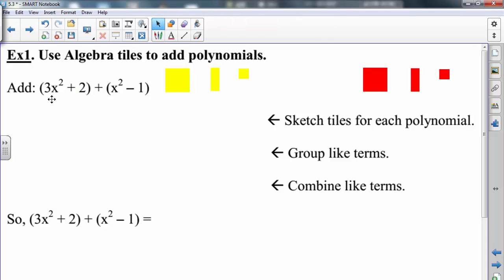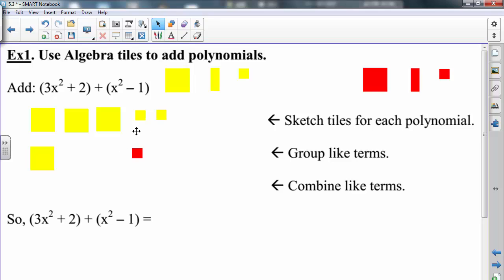In the first term, this one is 3x squared, positive 3x squared. So that means we can drag 3 big yellow squares. Plus 2 means I need to drag 2 yellow unit squares. The second polynomial is x squared minus 1. The first term is x squared. Positive x squared, that means I can drag another big yellow square. Minus 1, that means I need to drag 1 little red square.